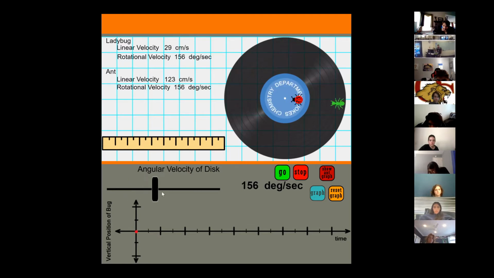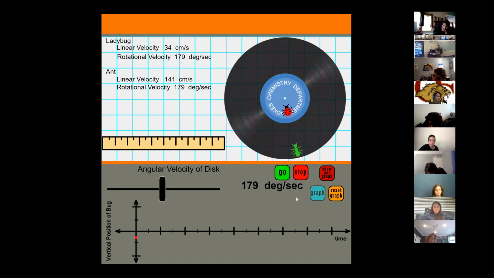If we speed it up a little bit, it becomes, I think, even more apparent that not only is the ladybug covering a shorter distance, the ladybug is going a slower linear speed, whereas the ant is covering a greater distance and therefore traveling at a greater linear speed. But angularly speaking, they both go through the same number of degrees, therefore they're going through the same number of radians every second. So their angular velocities are identical.